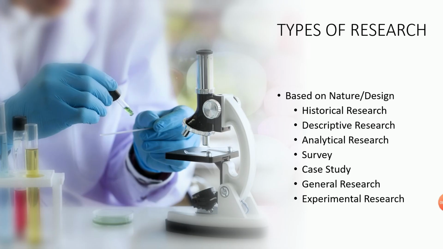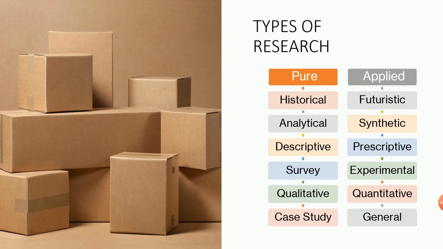Now, based on nature and design, we have another 7 more types. We will see what is what in each of the slides. Again, all these 7 I have categorized into pairs, where one is somewhat the opposite of the other. So: pure research and applied research, historical and futuristic, analytical and synthetic, descriptive and prescriptive, survey, experimental, qualitative, quantitative, case study, general. This is also known as generic.